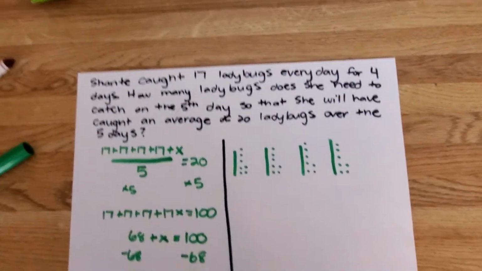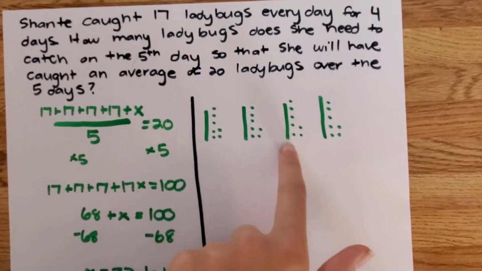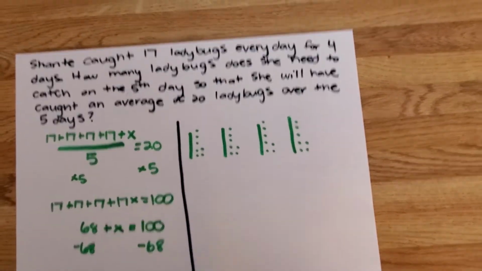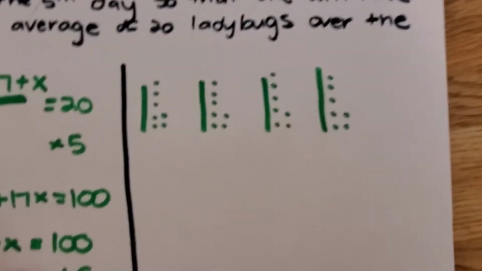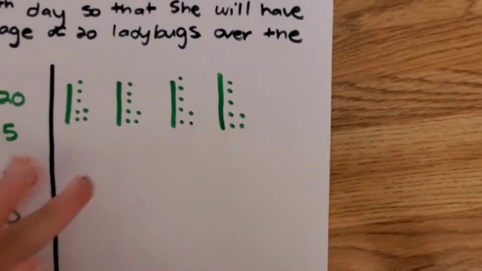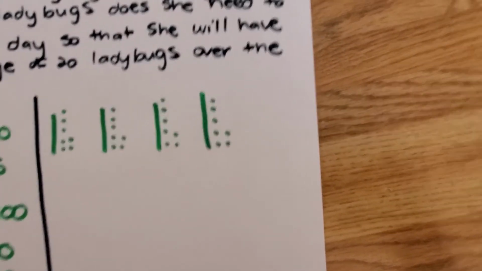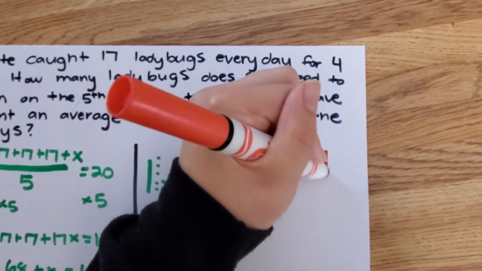Now, we want to make it look like on this 5th day, our average right now is 17, because we just have 17, 17, and 17. So it looks like we caught 17 on every day, which is correct. Now, we want this average to make it look like we caught 20 every day. So we want to make these all look even and appear as if we caught 20 on every single day for our average. So on our 5th day, we need to catch at least 20.